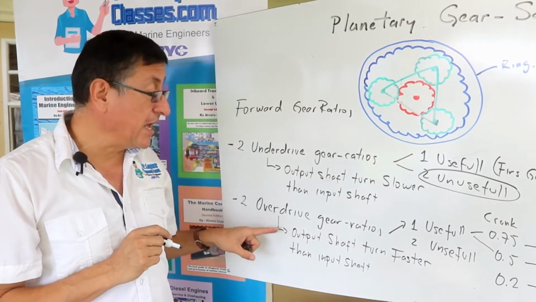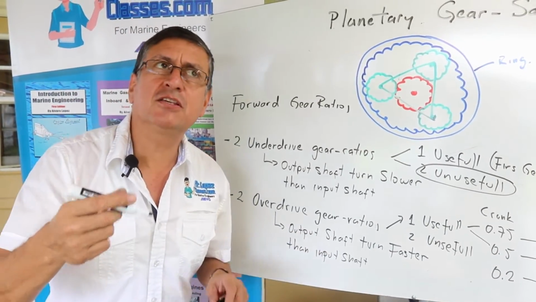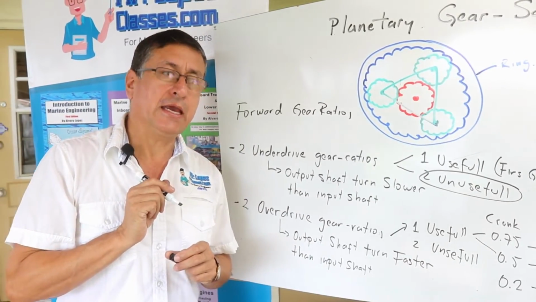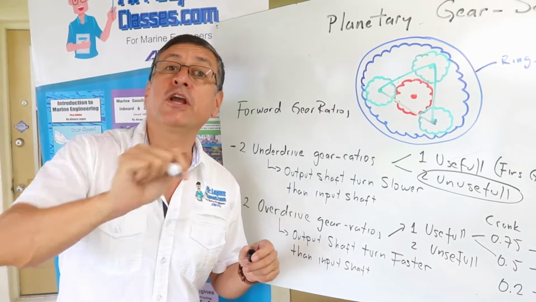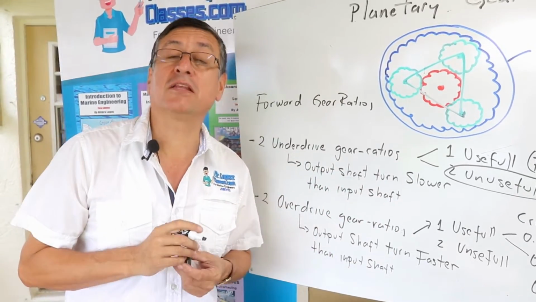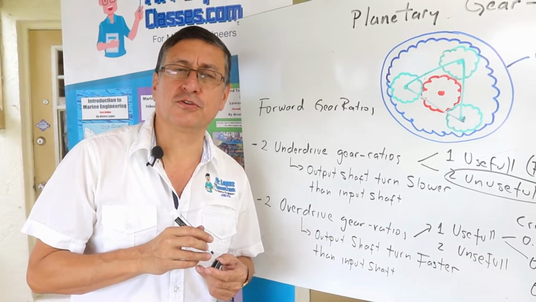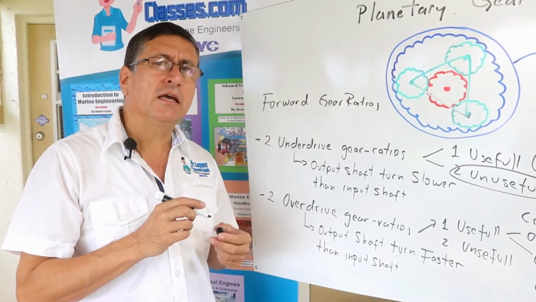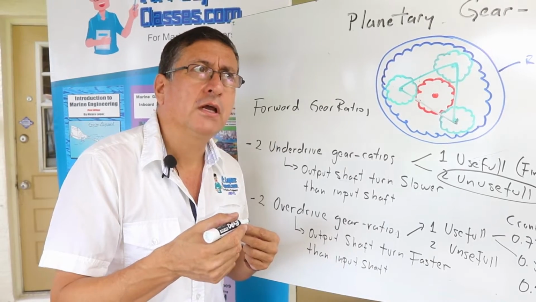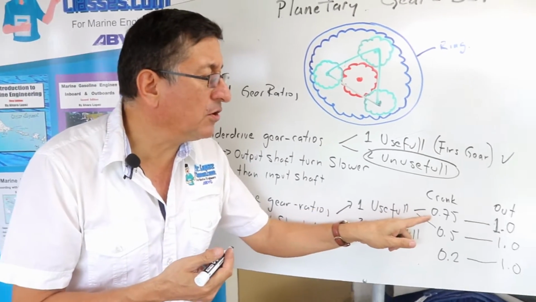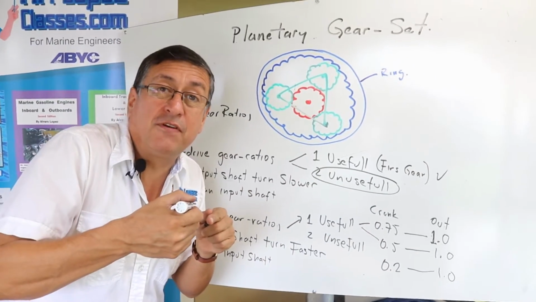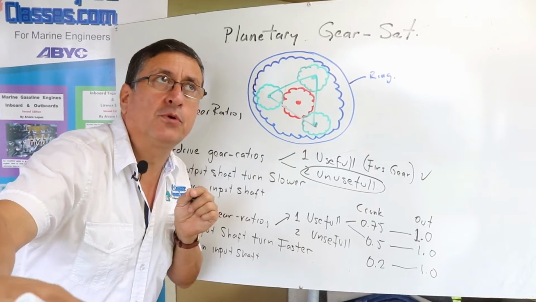What is the meaning of overdrive? It is that the output shaft is spinning faster than the input shaft. For example, fourth gear, fifth gear in a 5 speed transmission or 4 speed transmission. What is the meaning of that? The output shaft turns faster than the input shaft. The gear ratio is 0.75 turns of the crankshaft produce 1 turn of the output shaft.